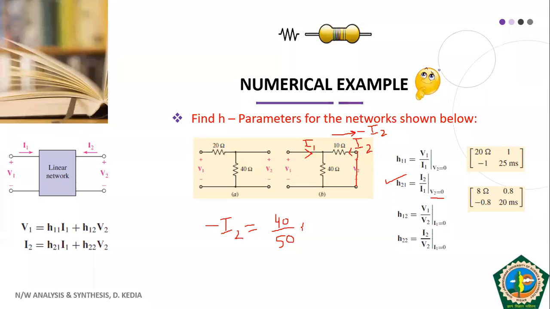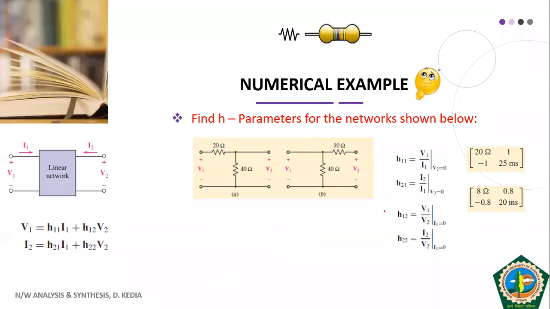Okay. And into the total current, which is nothing but I1. So this comes out to be 0.8 and the minus sign is there. So your H21 is nothing but minus 0.8, and this is what is being given here, H21. Okay. Now let us find out H12.